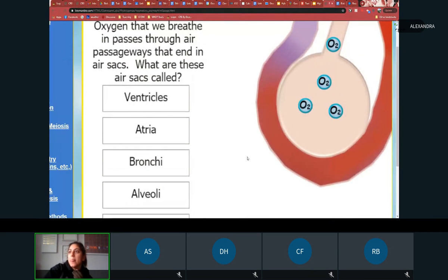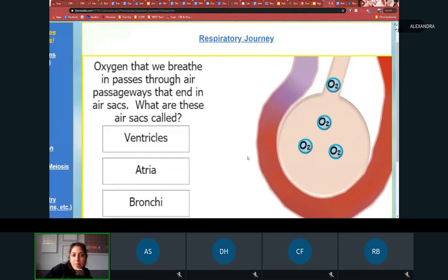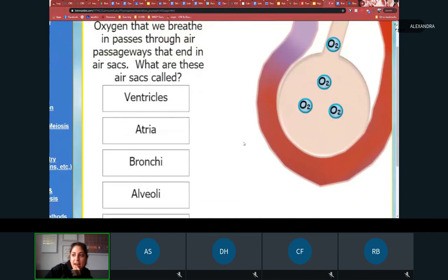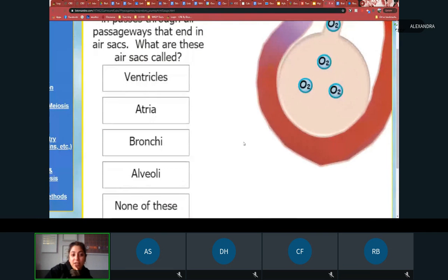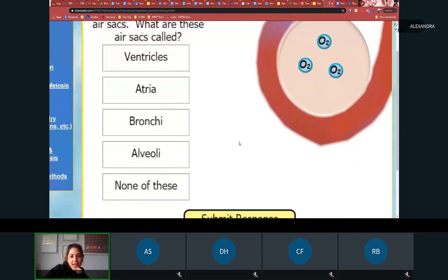Okay, oxygen that we breathe in passes through air passages that end in air sacs. What are these air sacs called? What do we call the air sacs where we actually exchange the oxygen and the carbon dioxide? What are those called? We've got ventricles, atria, bronchi, alveoli, none of these, okay? We've got an answer from Avery. Good.